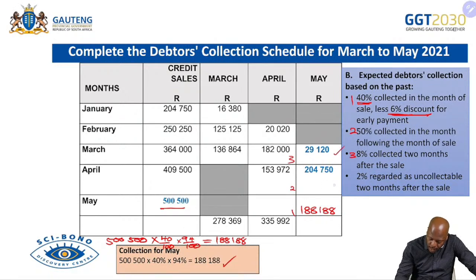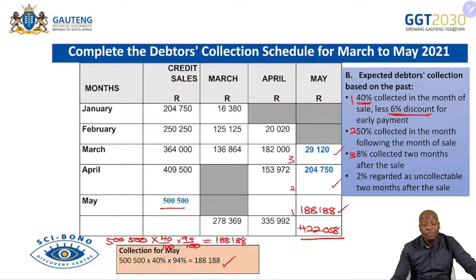I can add this together with that, and it will give me my 422,058. This will be the final amount. It is important, dear learners, that you get to understand the debtors collection schedule. The easiest way is what I was trying to show you, or you can do it the other way, is to simply understand that it is 40% being collected in the going up.